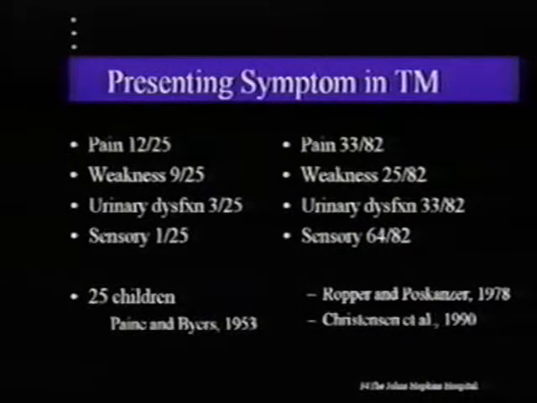Other studies that have been reported have looked at what did people present with. The one on the left here is in children. The one on the right is in adults. Pain, weakness, urinary dysfunction, and sensory. Those are the 4 cardinal features. And in the children, really none of them is uniform, is shown in all of the patients, 12 out of 25, 9 out of 25. In adults, pain in about 40%, weakness in about 30%, etc.